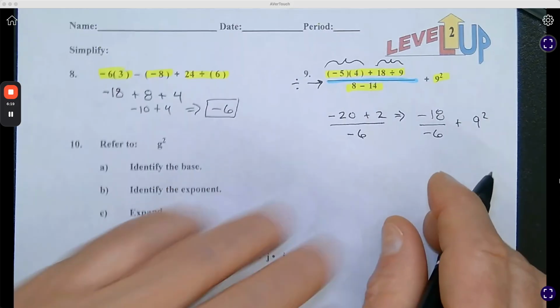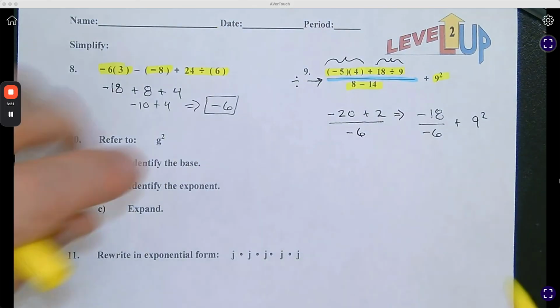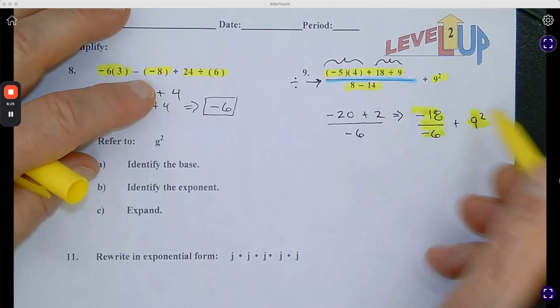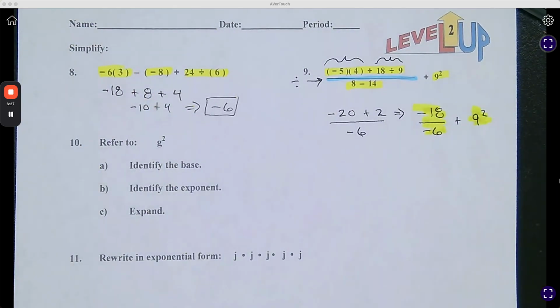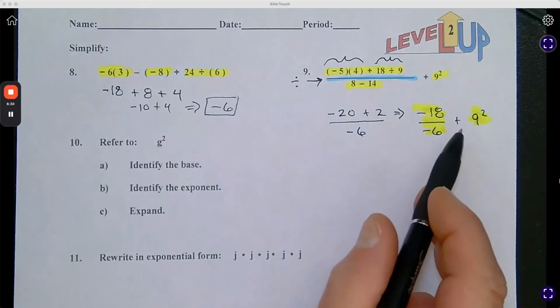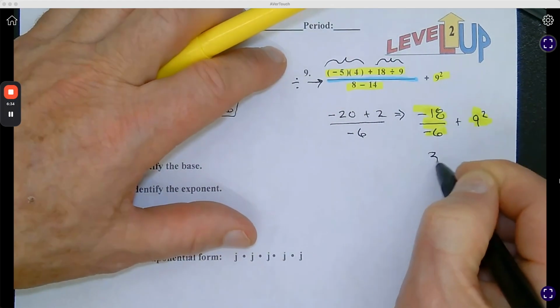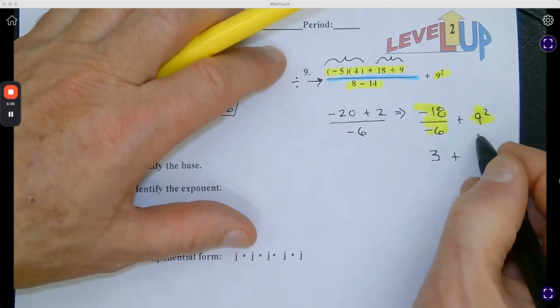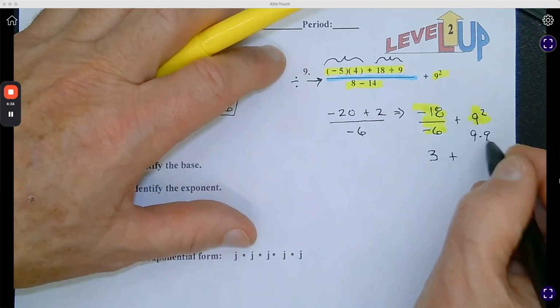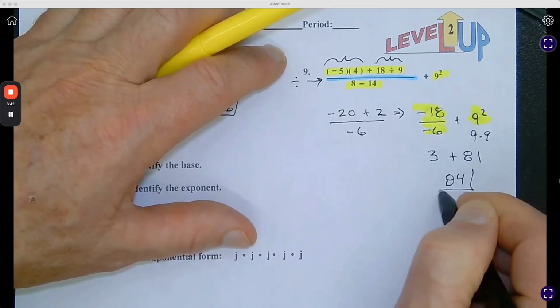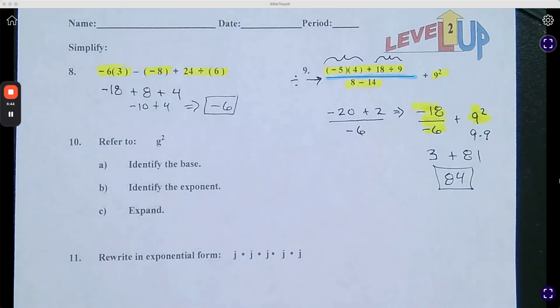Because they're separate terms, I just simplify my terms, which is really doing the order of operations, right? So I have 2 terms. I simplify each term before I can add or subtract. Negative divided by a negative is a positive 3. 9 squared is 9 times 9. That's 81. Add those up. Woo, let's go. That's good stuff.